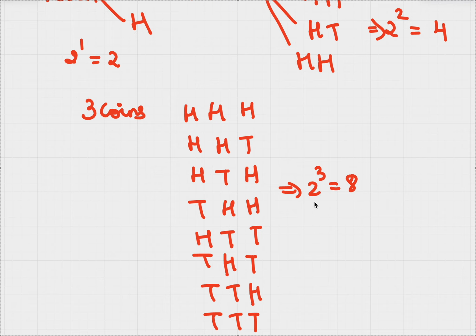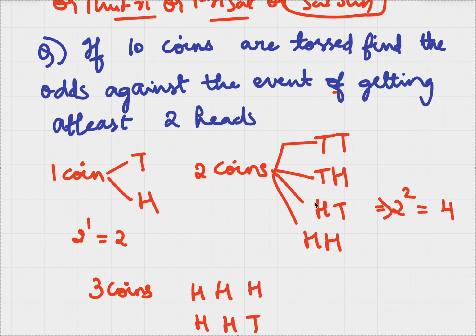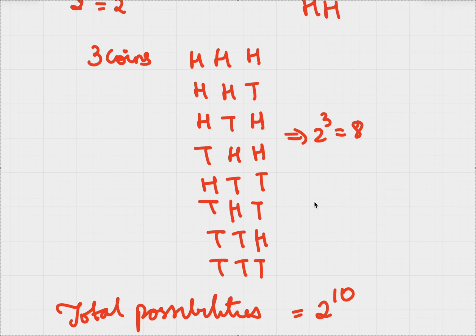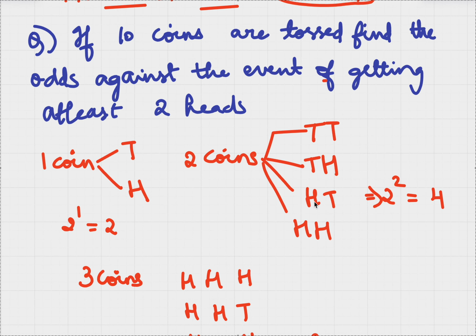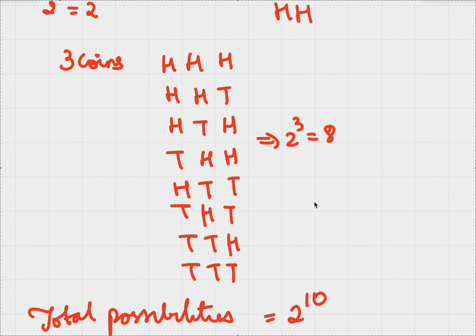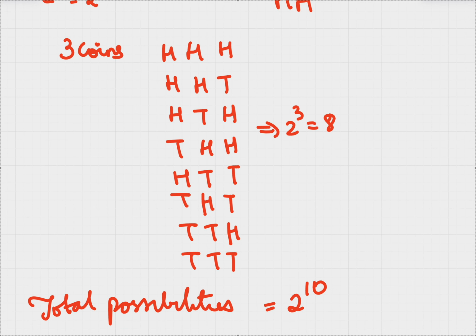So in the question we have 10 coins tossed. So the total possibilities are 2 power 10. Now the next part of the question is the event of getting at least 2 heads.